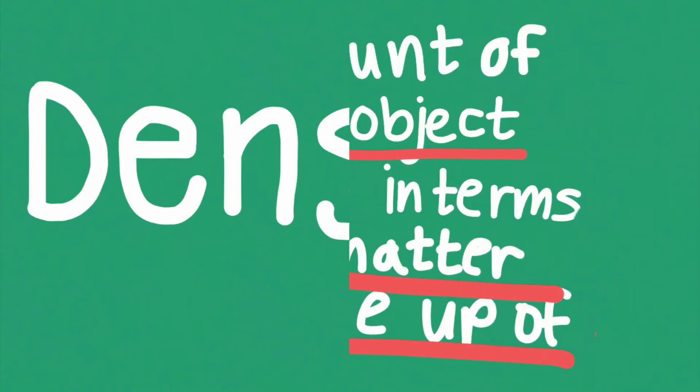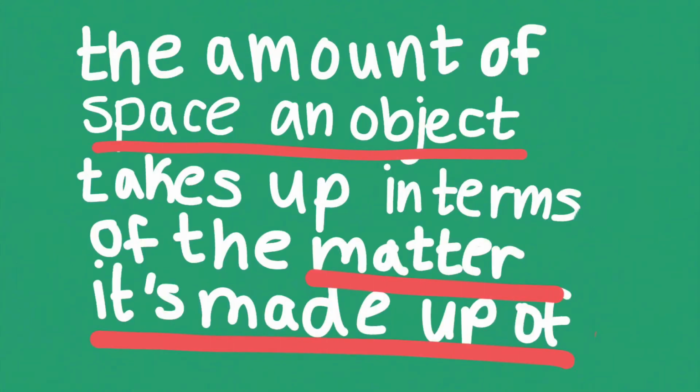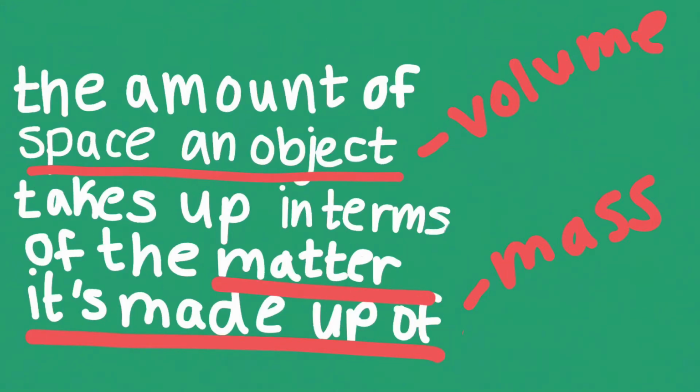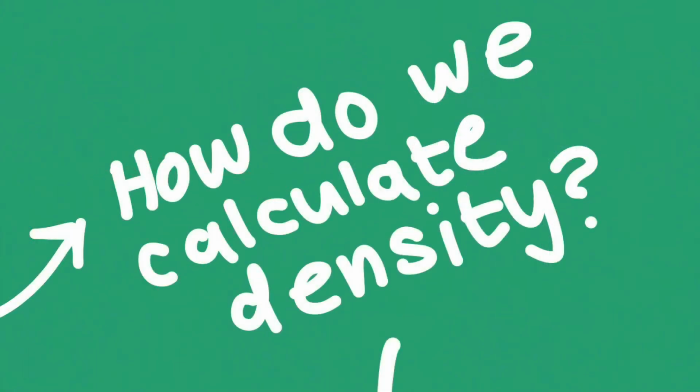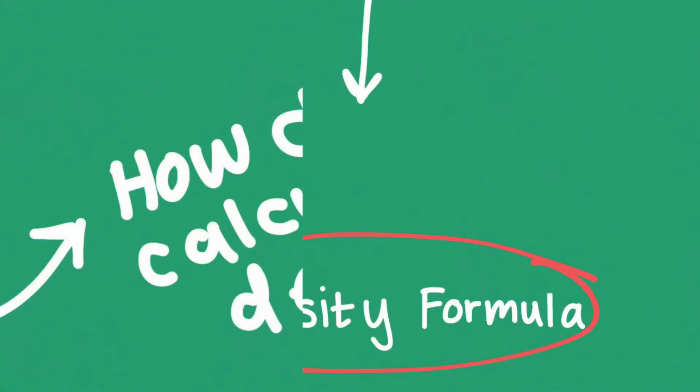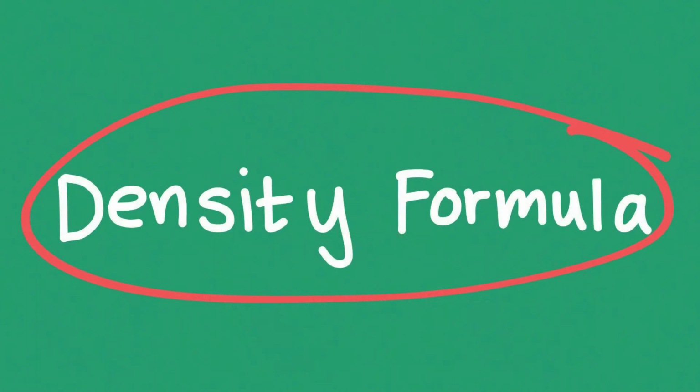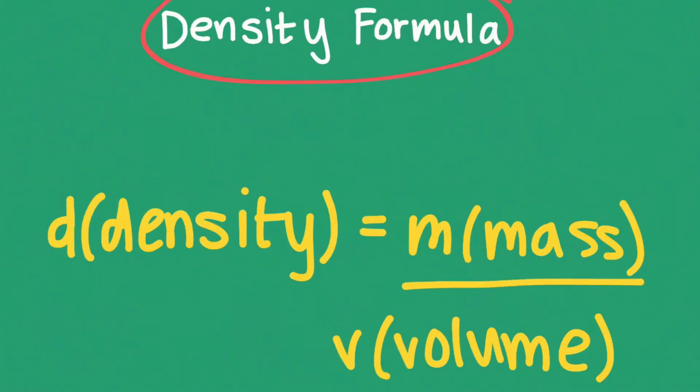Density. Density is the amount of space an object takes up in terms of the matter it is made up of. In other words, it's an object's volume in terms of its mass. So how can we use those two things to calculate density? Well, we can use the density formula. The density formula is density equals an object's mass over an object's volume.